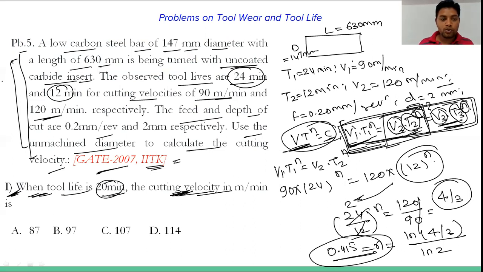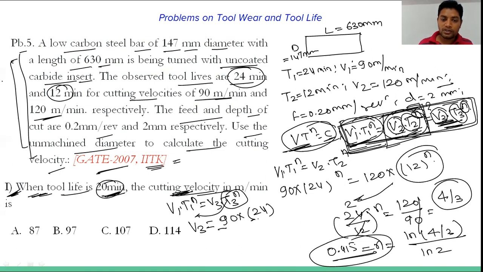Okay, when the tool life is 20 minutes. So आप क्या करिए, या तो फर्स्ट के इक्वल कर दीजिए, या फिर सेकंड के इक्वल कर दीजिए, थर्ड को. ठीक है, तो मैंने फर्स्ट के इक्वल किया हुआ है, सो मैं वही कर देता हूँ. So this will be V1 T1 raised to n equals V3 into T3 raised to n. Okay, so V3 हमें calculate करना है, so this will be V1, ये वाली जो value है ये नीचे आ जाएगी left hand side में. ठीक है, so V1 is 90 into T1 कितना है आपका 24, by T3 को आप इसके नीचे ले लीजिए, T3 will be 20 minutes. Okay, and raised to n, so this value will be 0.415.